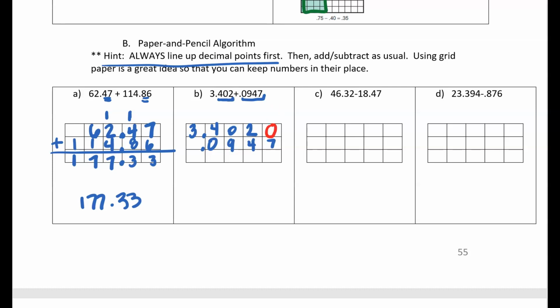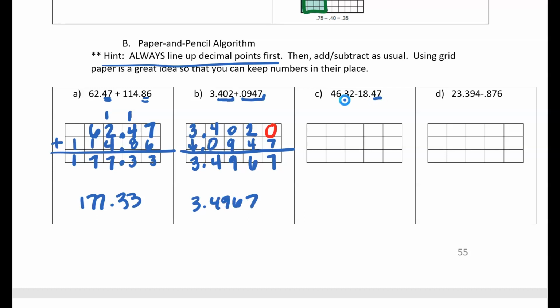And then I do have that extra space here. If you want, it's optional, you can put a placeholder 0 there just to make everything line up, so every number has a pair. So now we're going to add. So 7 and 0 is 7, 4 and 2 is 6, 9 plus 0 is 9, 4 plus 0 is 4, and then carry down the 3, and we've got 3.4967 as our answer.